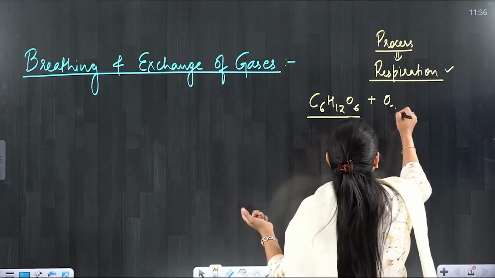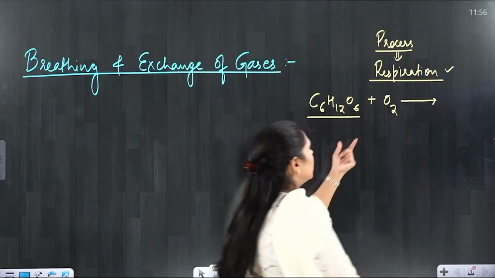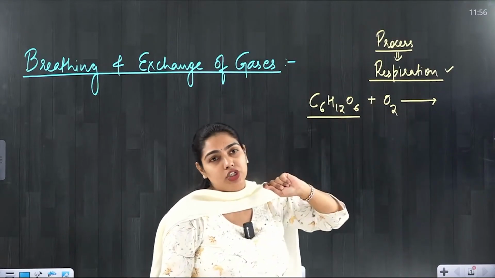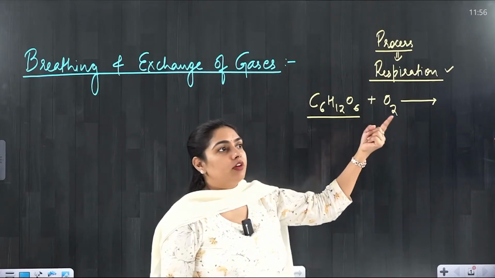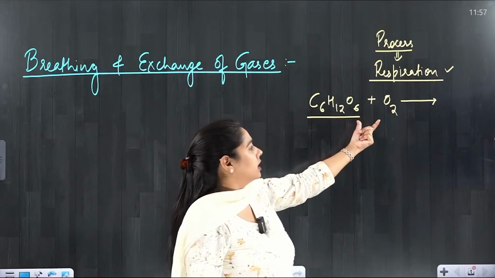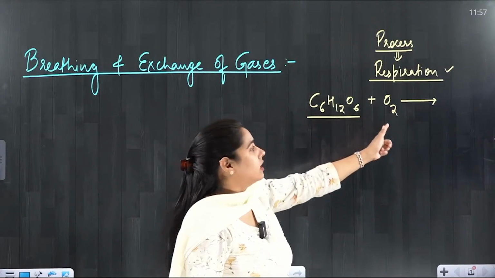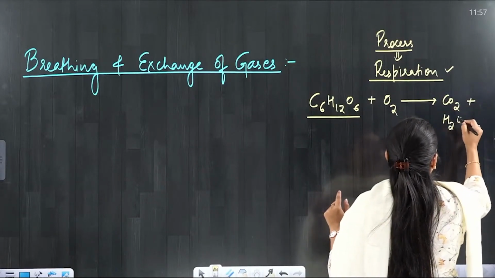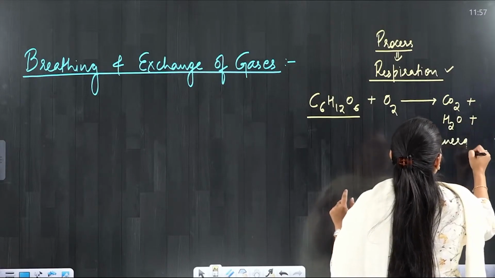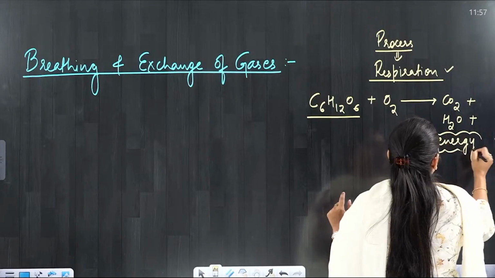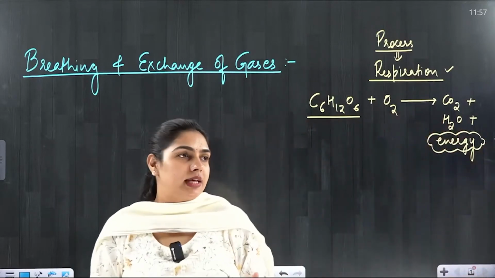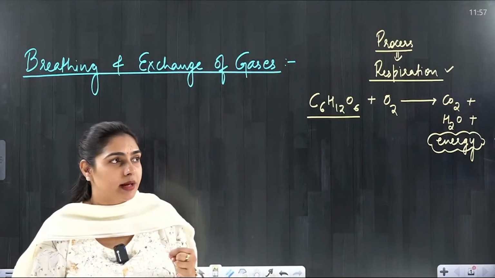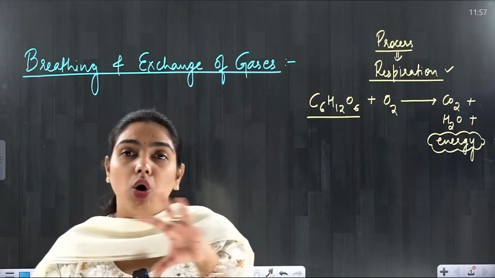In the presence of oxygen, this glucose will break down. This is cellular respiration. When glucose breaks down in the presence of oxygen, it leads to the formation of carbon dioxide, water, and lots of energy. For this energy only, respiration is taking place. You will study cellular respiration in botany in detail. Here, I will talk about the whole process.